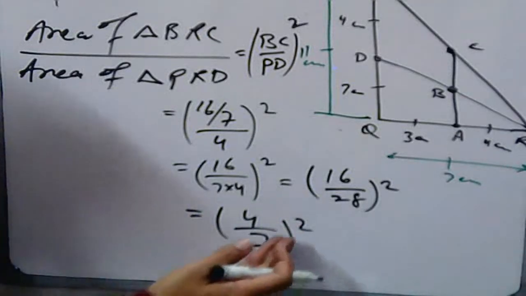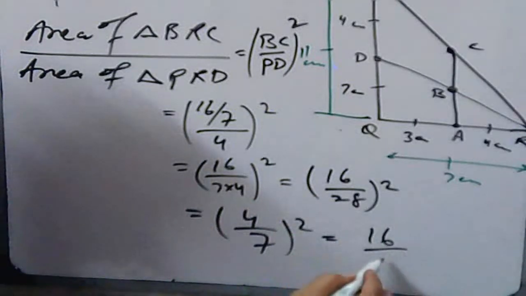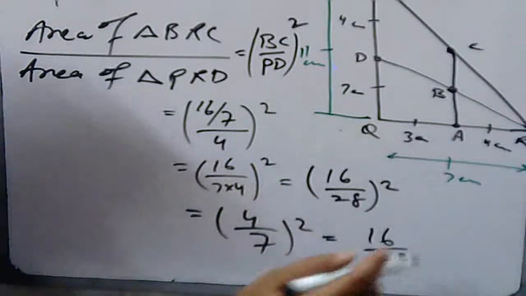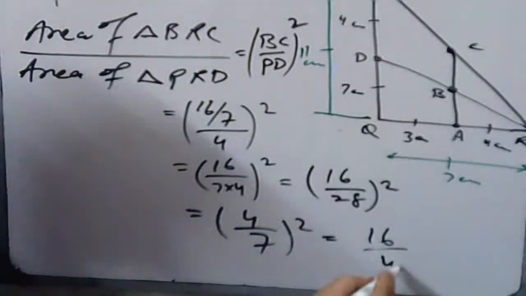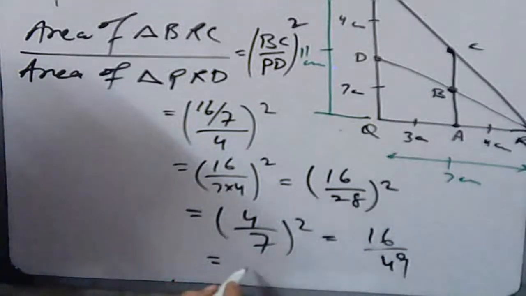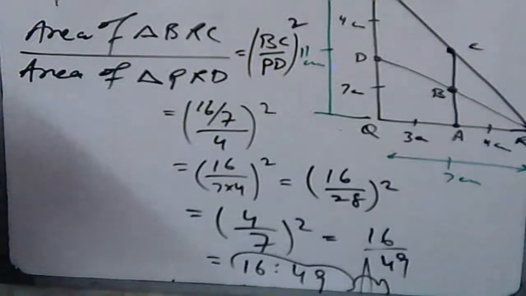Now by removing the square, you can say 4 4s are 16 and 7 7s are 49, so you can write. So how can you write in ratio form? That is 16:49, which is your required result.